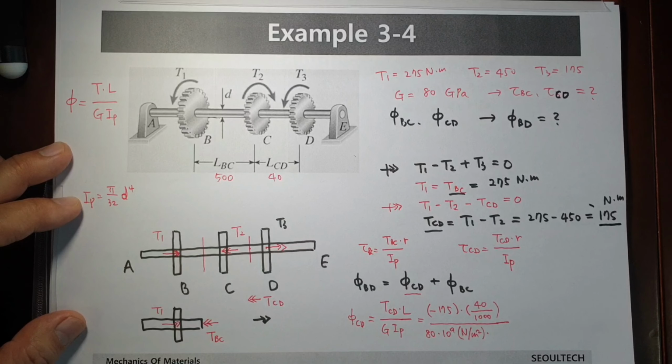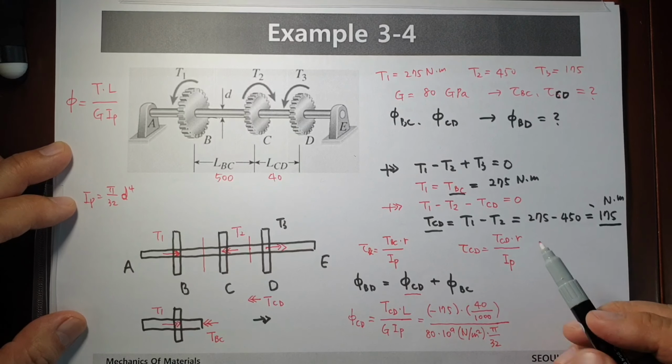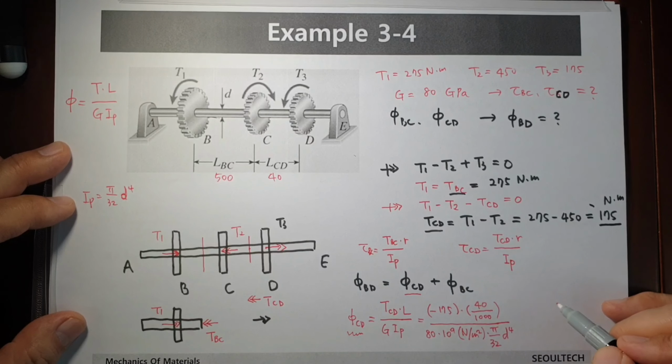Then next, IP equals pi over 32, diameter D is given, D to the power of 4. Then we can calculate phi CD. Similarly, we can find phi BC.